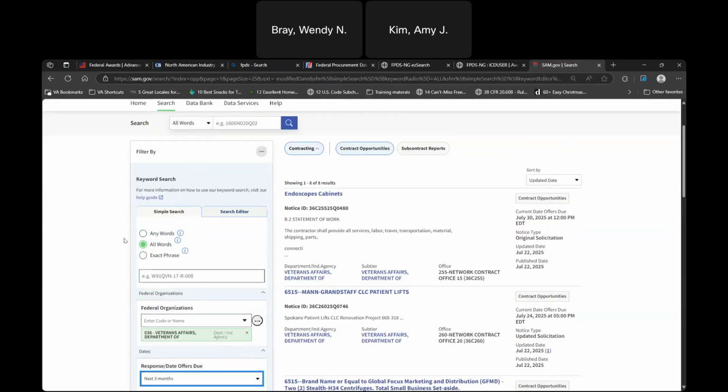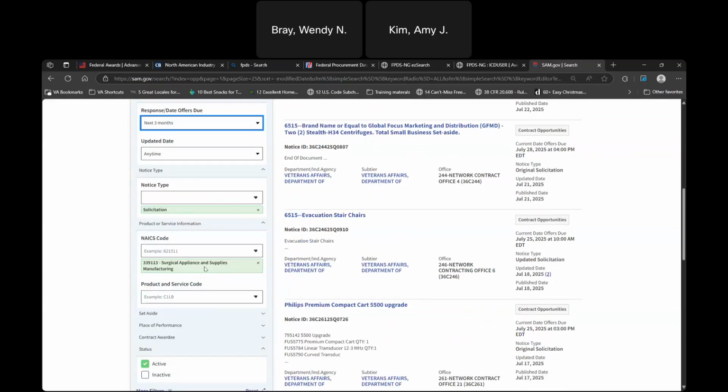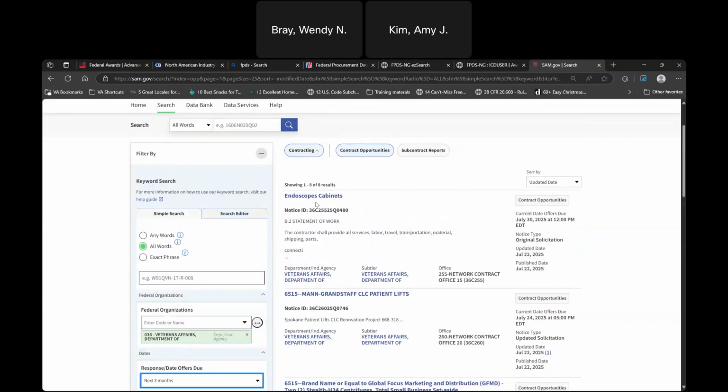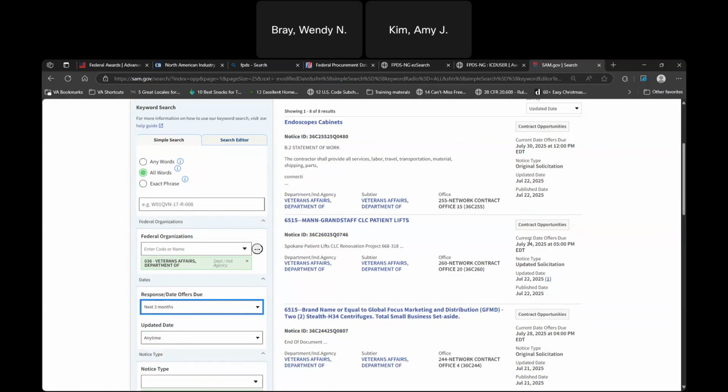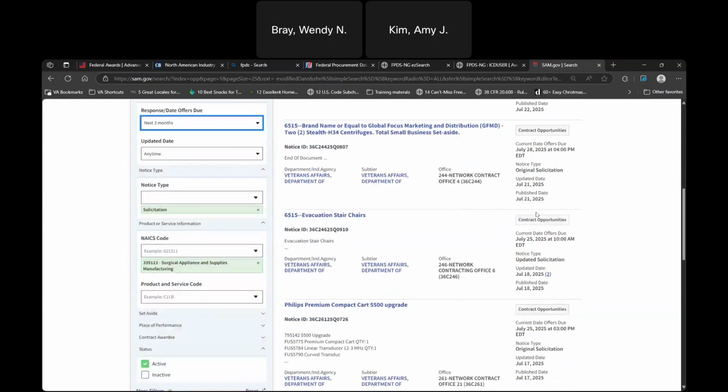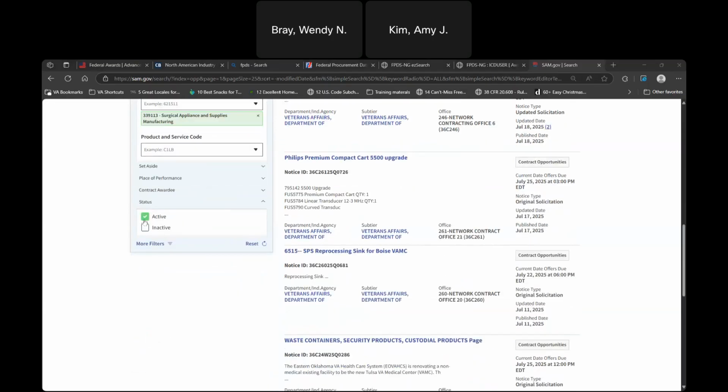And I see that for this NAICS code, 339113, there are opportunities here that are actually closing in a few days, maybe 2 days, maybe 5 days. So for that individual that requested to identify opportunities, here it is for you to be able to go into SAM and do the same thing that I did.